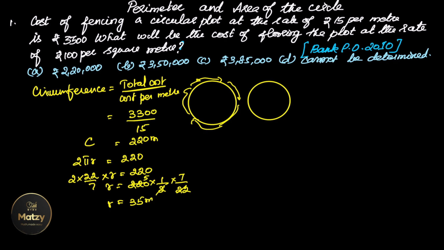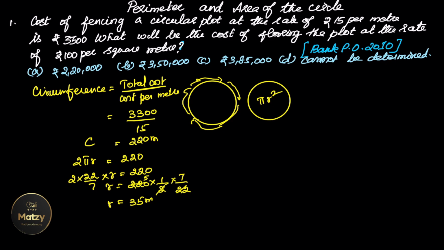We have to find the area of the circular plot, because what is there in the question? What will be the cost of flooring the plot? For this full area, they want to change tiles like that. The cost of flooring is at the rate of rupees 100 per square meter. So we have to find the area of the circular plot and multiply it by 100. Then we will get the cost of flooring.